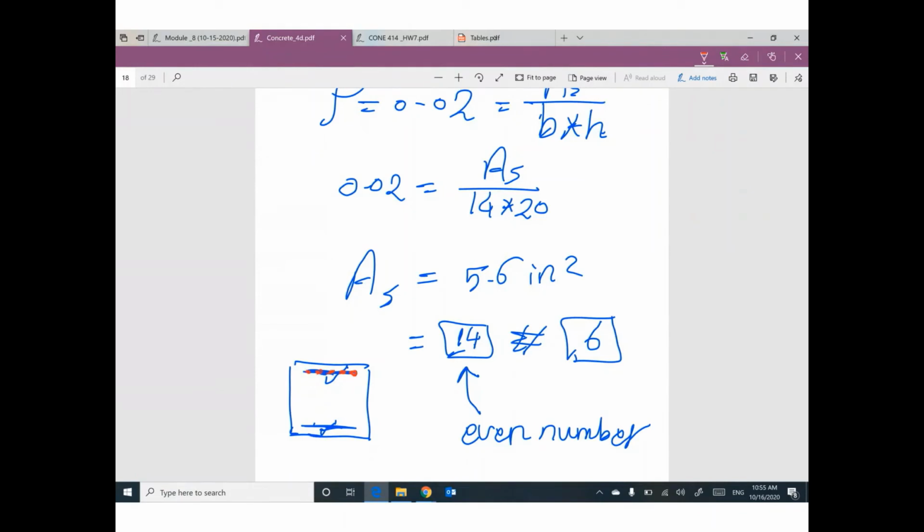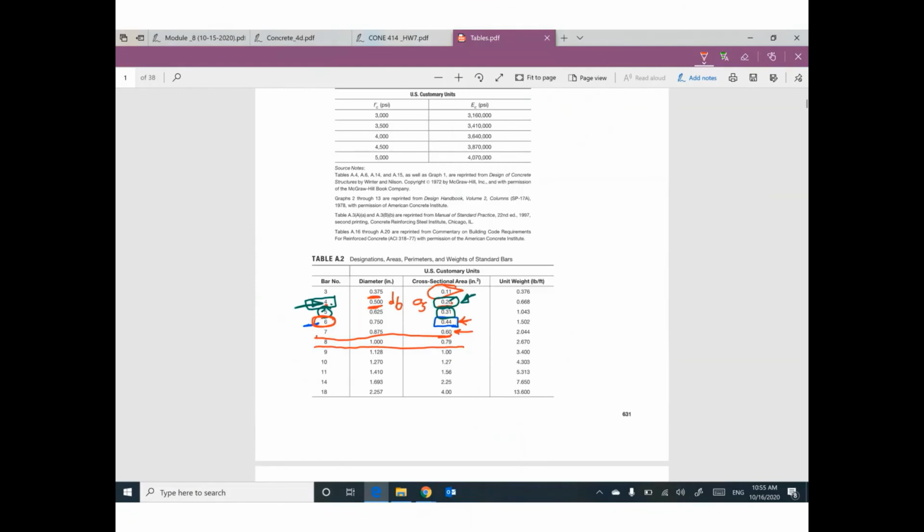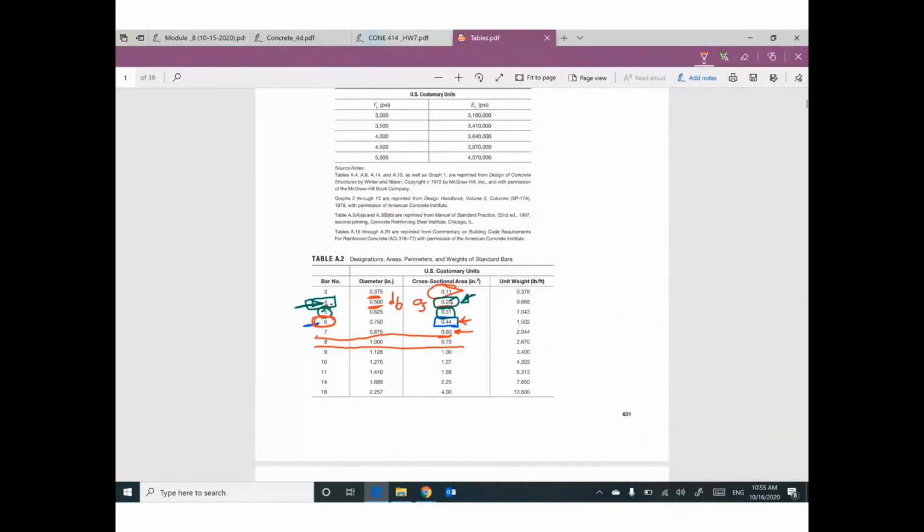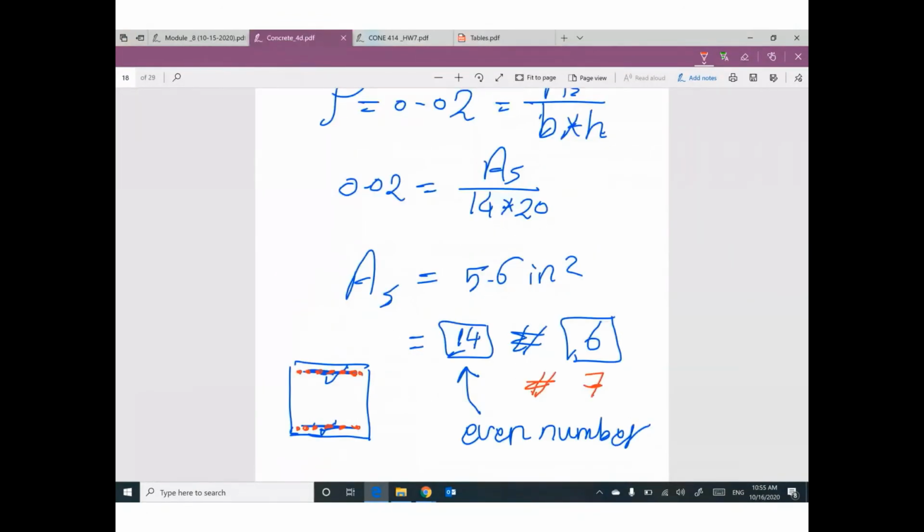and here 7. If you are feeling 7 is too much, okay, go ahead and use number 7. Probably 7 will be good. 0.6, so 5.6 divided by 0.6. This number will be 10. Probably 10 will be better. It's up to you.